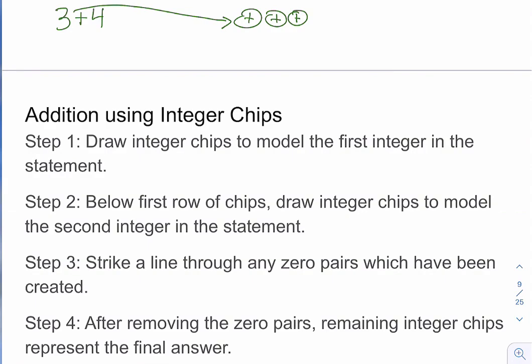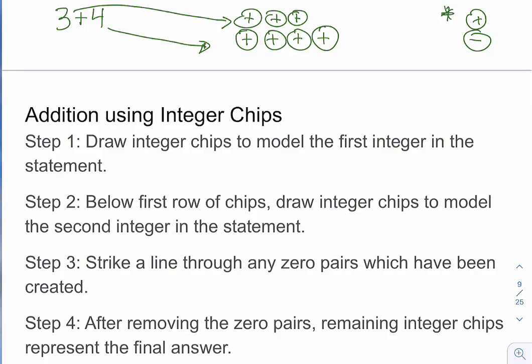Step 2 says below the first row of chips, draw integer chips to model the second integer in the statement. So now I have my 3 positive chips and I'm adding the next integer to the visual, which is 4. My next line is going to be 4 positive chips. Now I have drawn chips representing both integers. The third step says strike a line through any zero pairs which have been created. Remember, a zero pair is a positive chip and a negative chip. Do we have any zero pairs? We do not, so we don't need to strike a line through any.